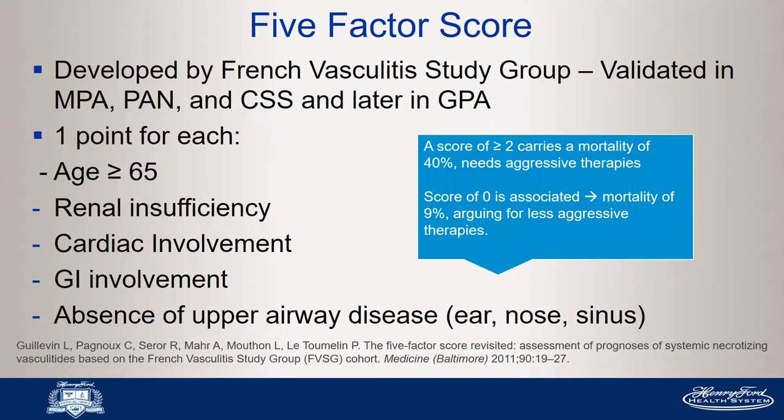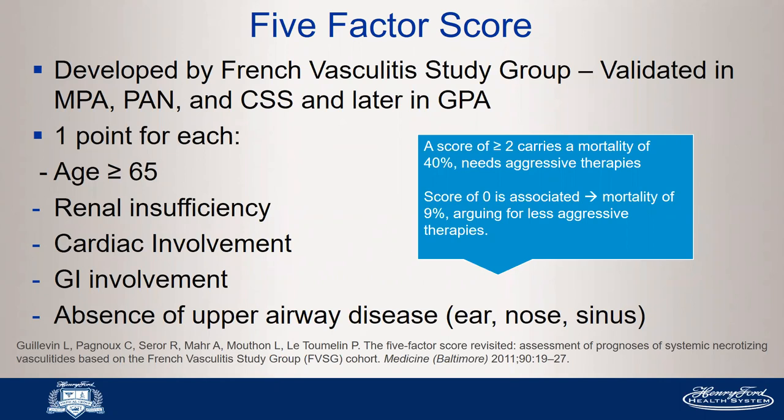So the five-factor score. A lot of the vasculitis data, you'll see this scoring system being used. It was developed by the French Vasculitis Study Group, and it's validated for MPA, polyarteritis nodosa, and Churg-Strauss, they called it Churg-Strauss back then, but EGPA. And a few years later, it was even validated for GPA patients. So you can use it across the board for vasculitis patients. And you get 1 point for each: age more than 65, renal insufficiency, GI involvement, cardiac involvement, and absence of upper airway disease.